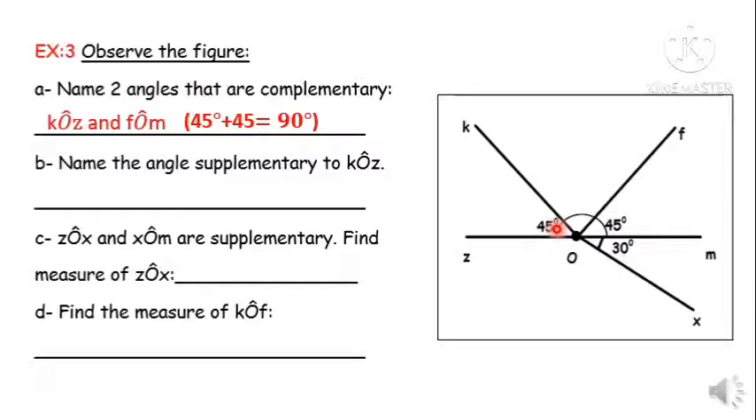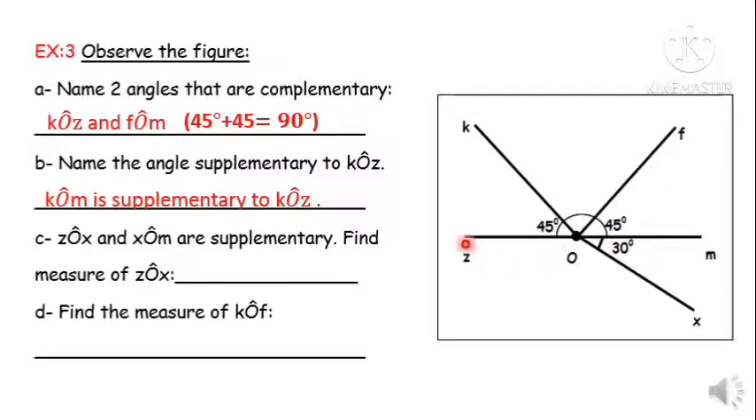Complementary angles. Name the angle that is supplementary to KOZ. KOZ. Which one completes it to give me a straight angle? Okay, I want a straight angle. KOZ, this one. Which one completes it? If you look here, I have a straight angle, so its supplement is KOM, which completes it to give me a supplementary angle.